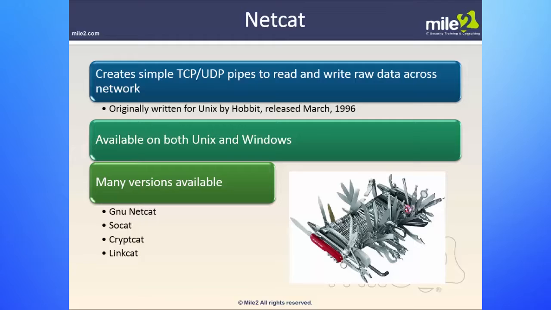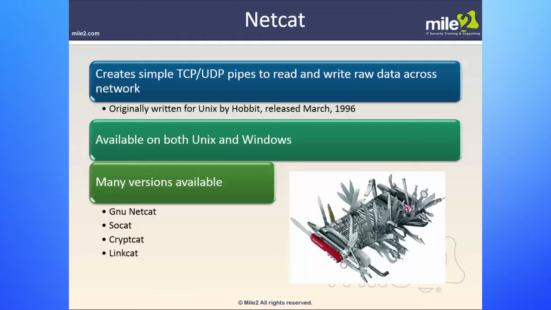Available on both Unix and Windows, and there are also many versions available. We have basically the cousins like GNU Netcat and SoCat. Another big popular one is called CryptCat, and we also have LinkCat that you can use as well. So again, lots of different options that we can use. If you look in your slides, they have the download links with the appropriate websites that you can go to for the individual different cousins of Netcat. So again, lots of cool things along with that.